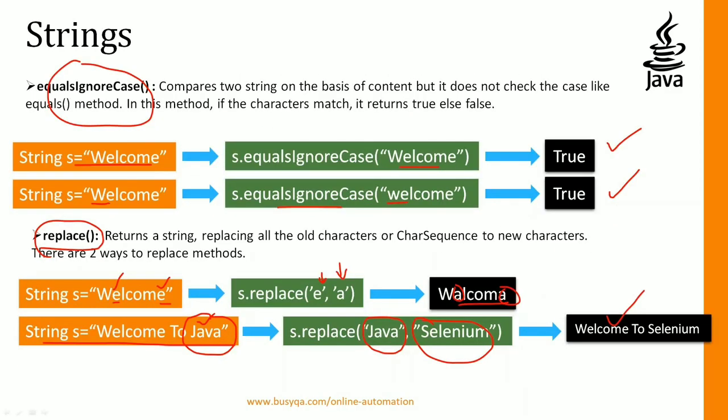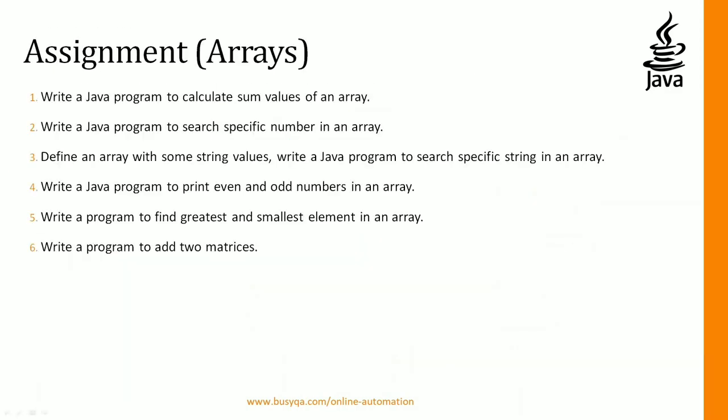So I'm going to show you what assignments you have to do today. There are a lot of things. In the arrays concept, I have given 6 assignments. Just read each and every assignment and try to do them. First, calculate the sum of values in an array. If you have an array with some values, I need to find the sum of all the values. Next, search for a specific element in an array. I want to find whether an element is present.